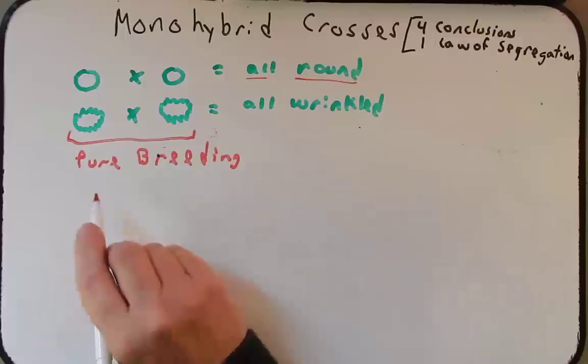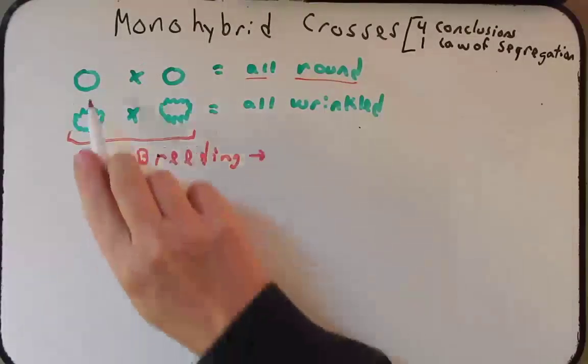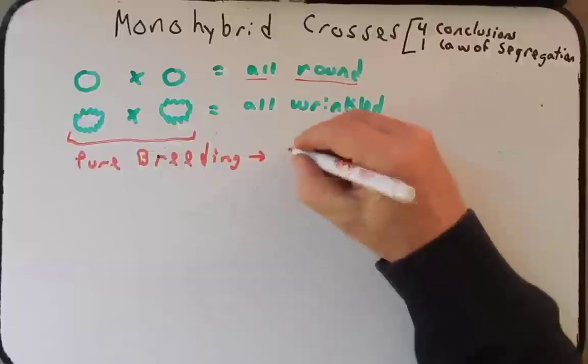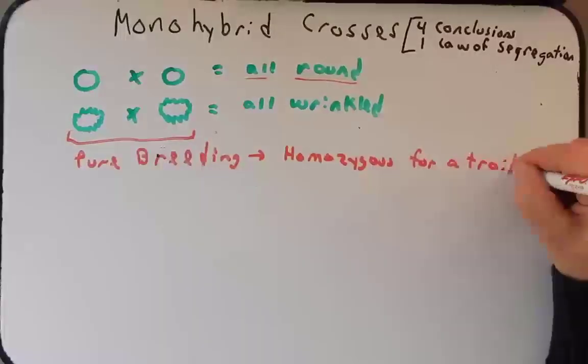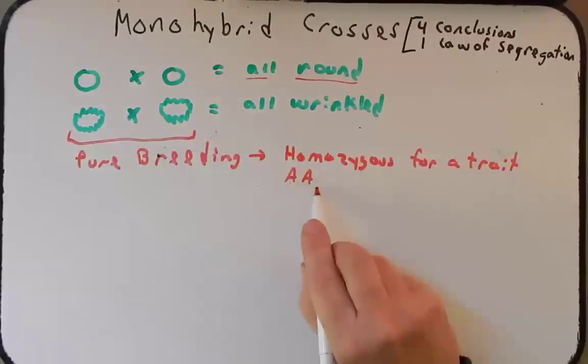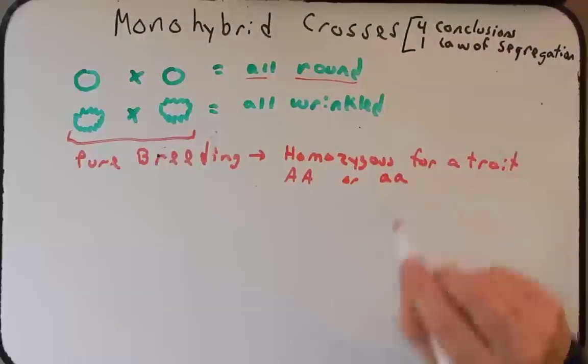So anytime you hear me use the word pure breeding, you can assume that when you cross it with itself, all you're going to get is the same progeny. Pure breeding strains are homozygous for a trait. They could be homozygous dominant, like big A, or they could be homozygous recessive, like little a.